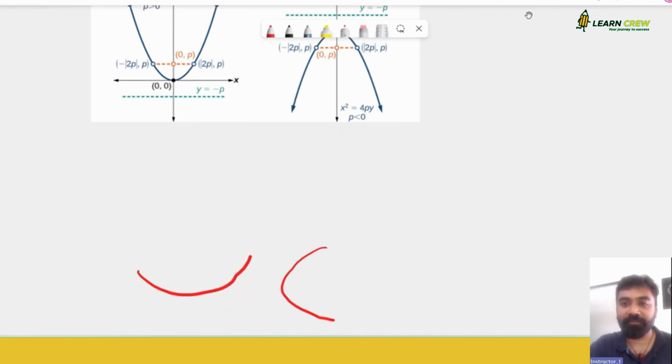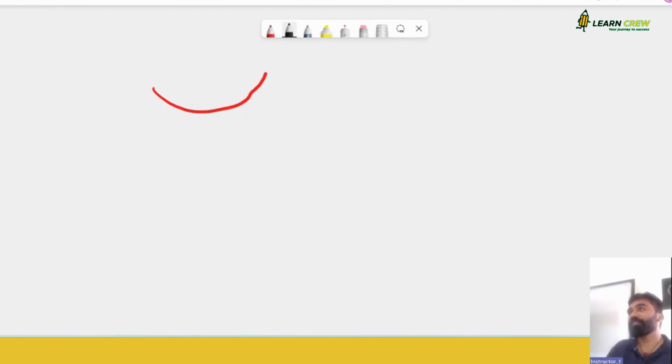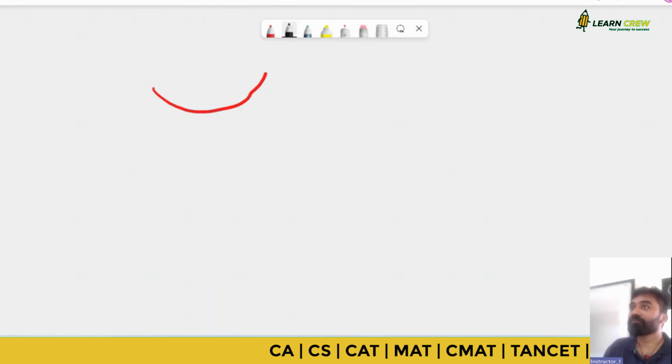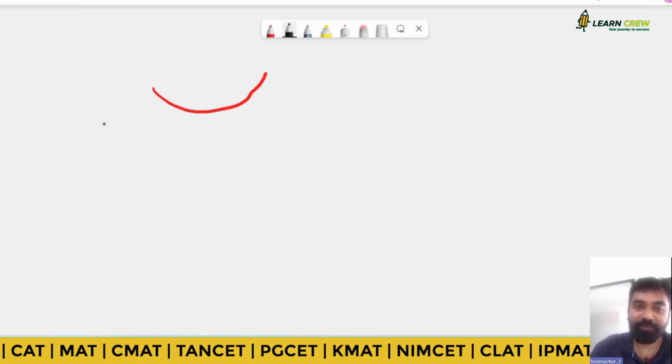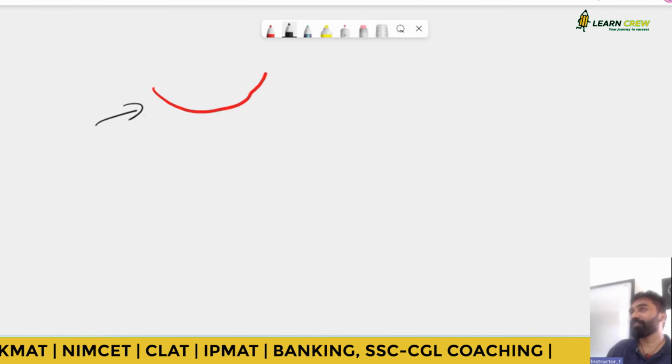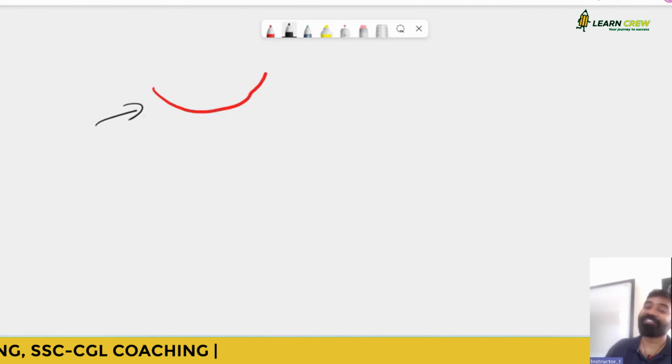What is the purpose of having something like this? There should be some reason to it. What is the reason of having that bulb? What is the reason for having this shape? Then concave, convex. But what is the use of concave convex in a dish antenna or a satellite?